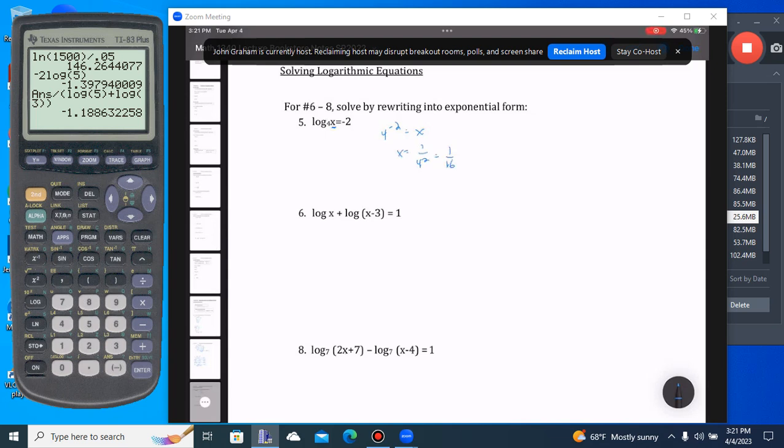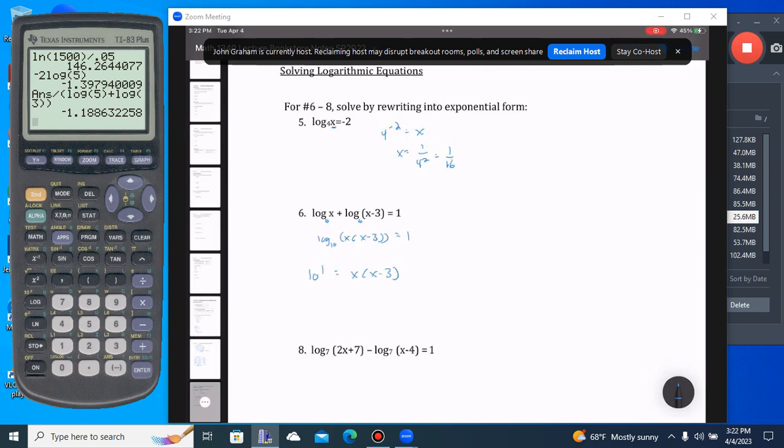Log x plus log x minus 3 equals 1. They have the same base 10, so we can put this together first. Since they're adding, we get log base 10 of x times x minus 3 equals 1. And then we can write this as 10 to the first equals x times x minus 3.